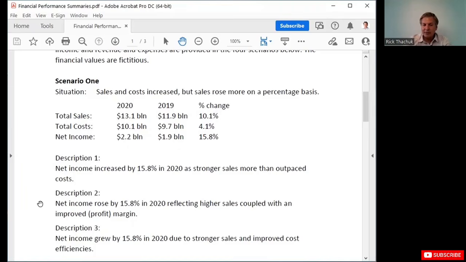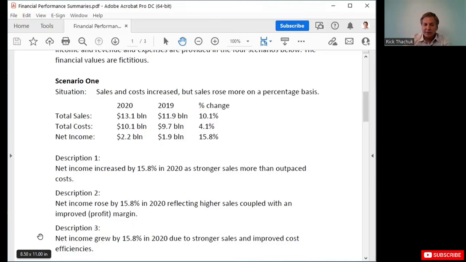Let's look at description number 2. Net income rose by 15.8% in 2020, reflecting higher sales coupled with an improved profit margin. So we saw some of these words already in prior lectures: reflecting, and coupled with instead of and then. An improved profit margin. We know what profit margin means, and improved means it went up. So this expression, improved profit margin, tells us that sales went up by this amount and costs went up by a lesser amount, so that the difference between the two increased. That's our profit margin. So that one sentence two does a nice job of describing scenario one.